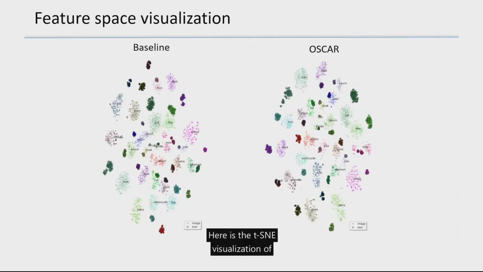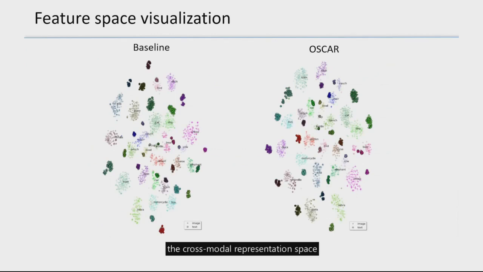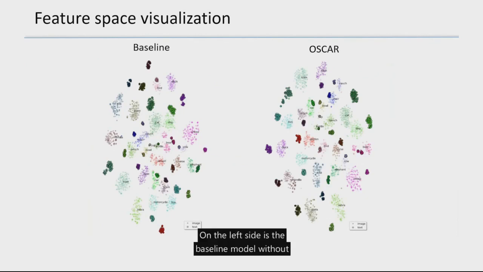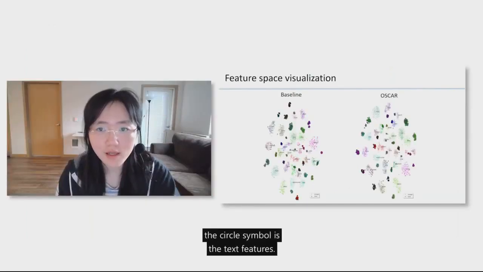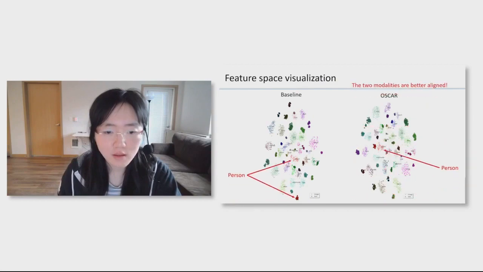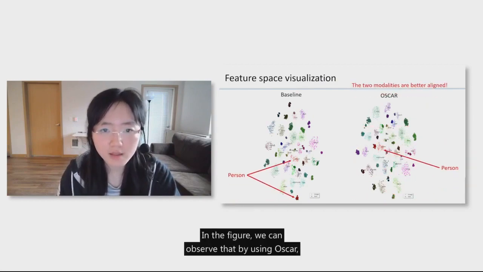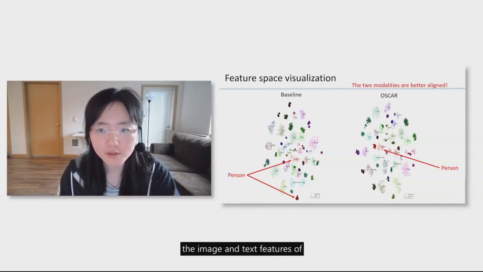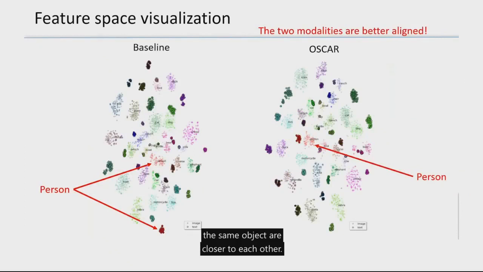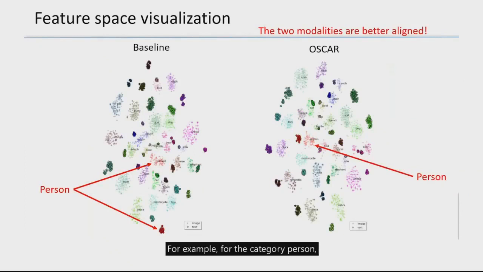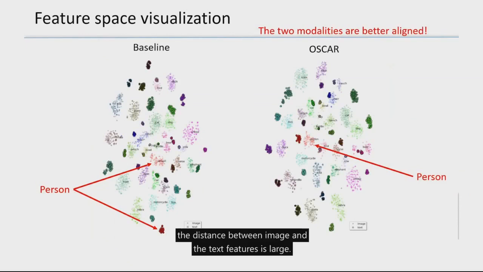And here is the t-SNE visualization of the cross-modal representation space learned by two different models. On the left side is the baseline model without using object text, and on the right side is the OSCAR model. Here the plus symbol is the image features, and the circle symbol is the text features. Image and text features of the same category share the same color. In the figure, we can observe that by using OSCAR, the image and text features of the same object are closer to each other. For example, for the category person, in the baseline model, the distance between image and text features is large, but in OSCAR, the distance is much smaller.